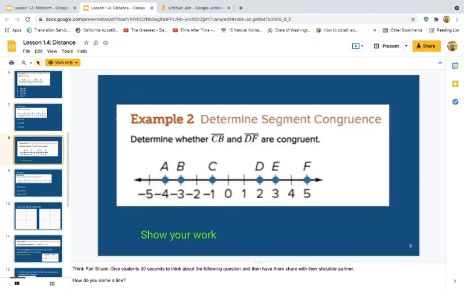Let's go to example 2 here. Determine whether CB, line segment CB, you see the little lines there? It means line segment, right? Line segment CB and line segment DF are congruent.